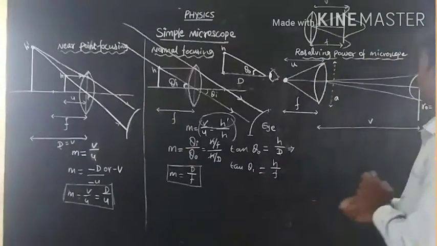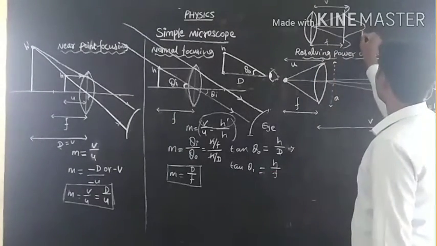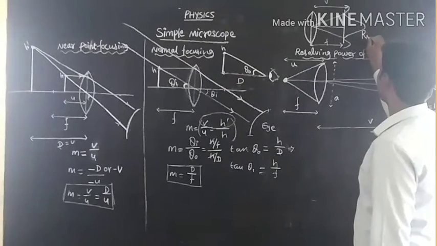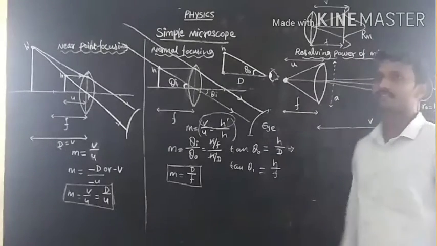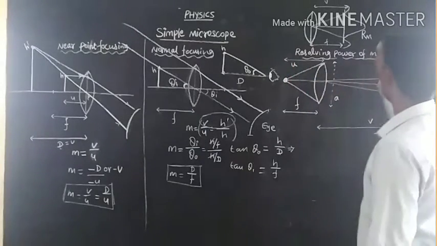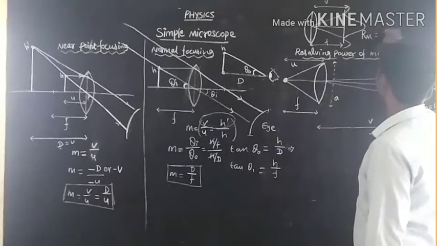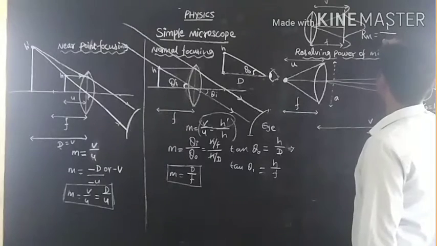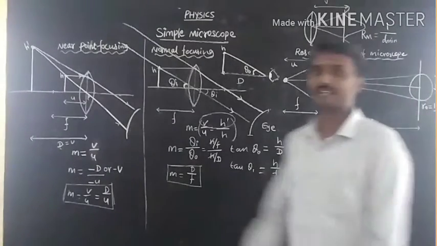Here the resolving power is denoted by R suffix M. The resolving power of the microscope is inversely proportional to the minimum distance between the points in an object.